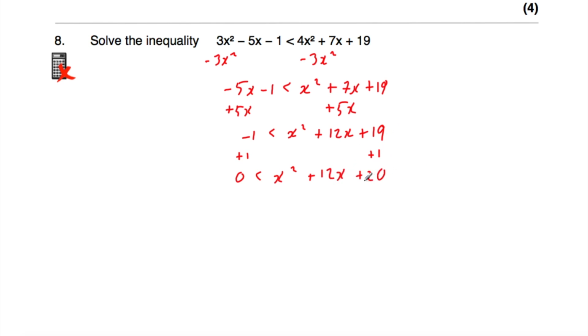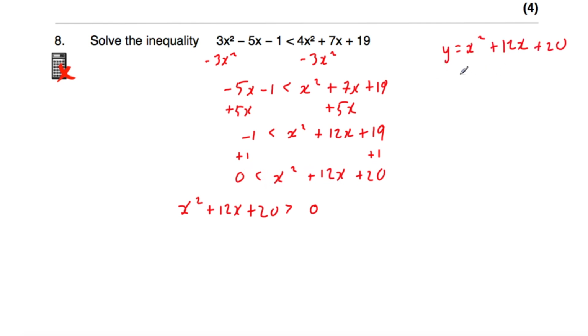So we've now got this. I'm now going to turn this around because I like having the quadratic on the left-hand side. So if I turn this inequality around, I'd have x squared plus 12x plus 20. The inequality sign was this way, I'm turning it around, so it's now going to be bigger than 0. And if we read this, we've got x squared plus 12x plus 20 is bigger than 0. And that's the same as this, where we've got 0 is less than x squared plus 12x plus 20.